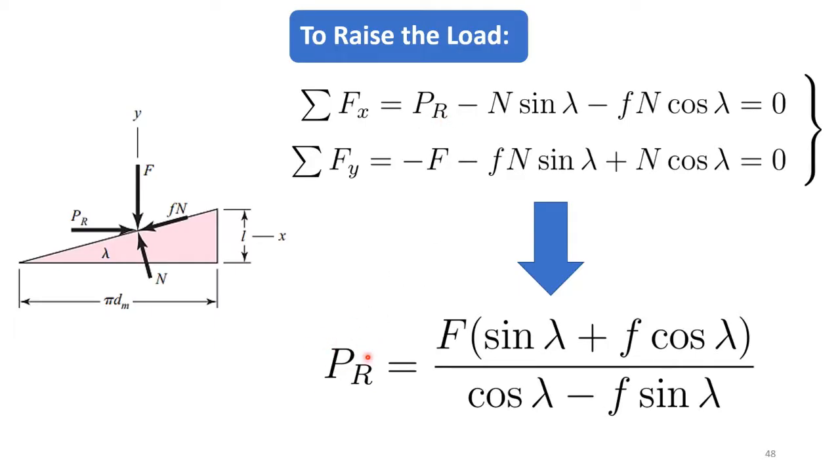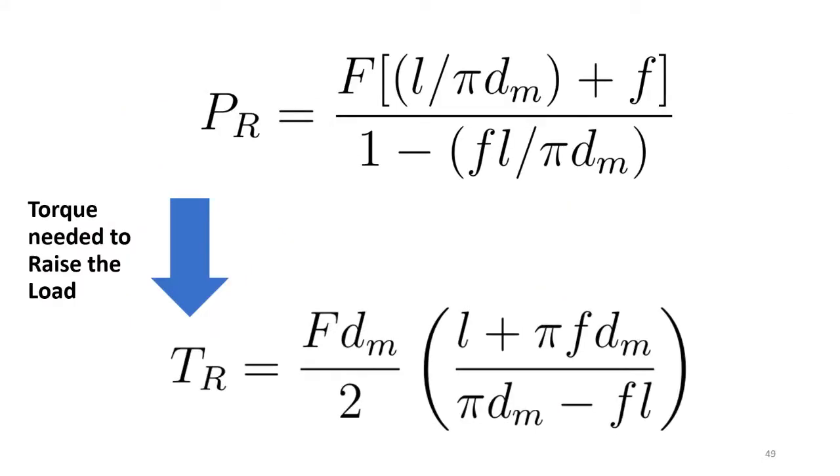That gives us PR equal to F (sine lambda plus the coefficient of friction cos lambda) divided by (cos lambda minus the coefficient of friction sine lambda). So you can do that elimination, then you equate the two and obtain this expression here. Then, having obtained this PR, what we are interested in is to determine the torque that is needed to raise the load.